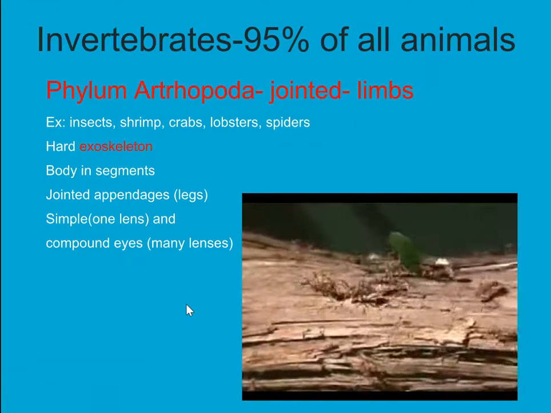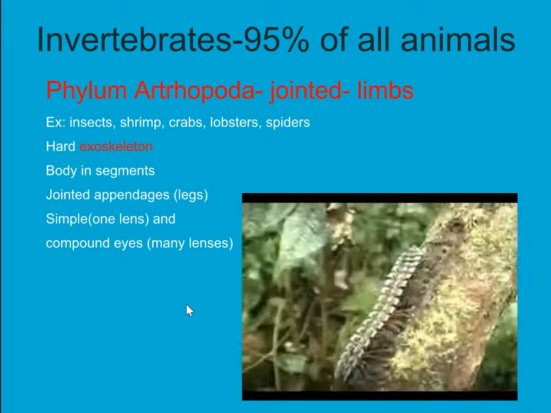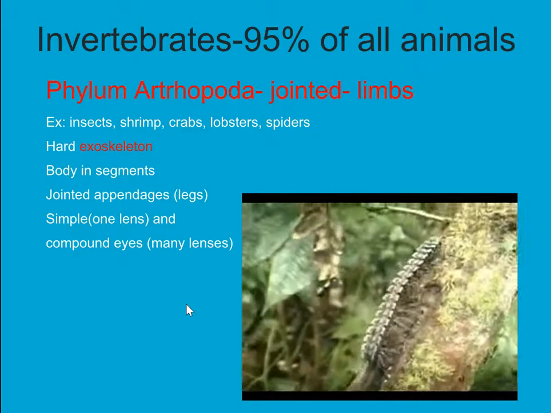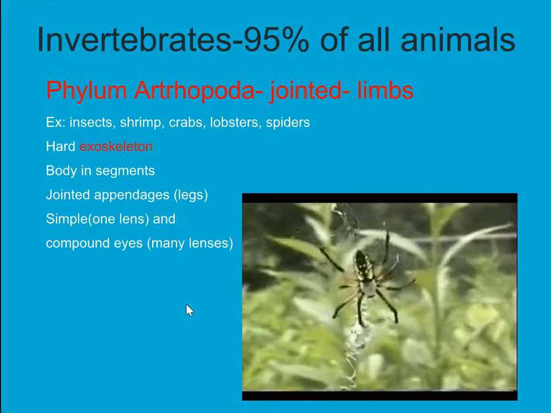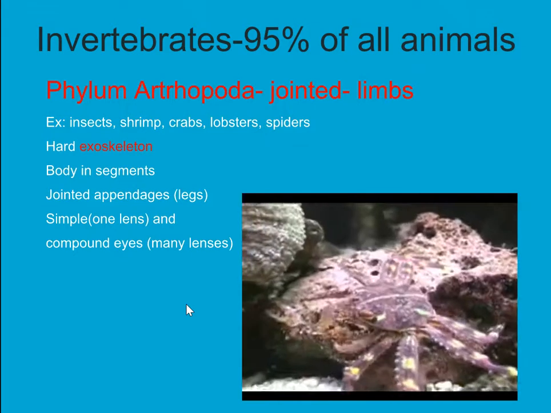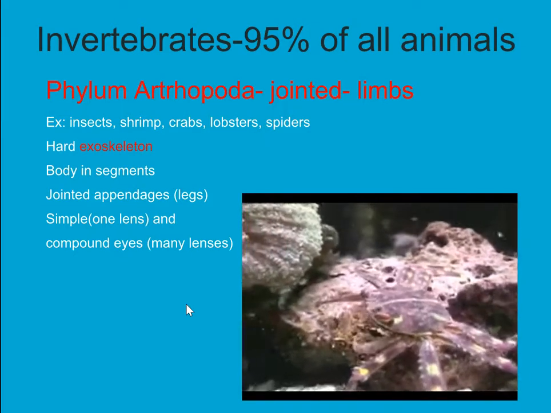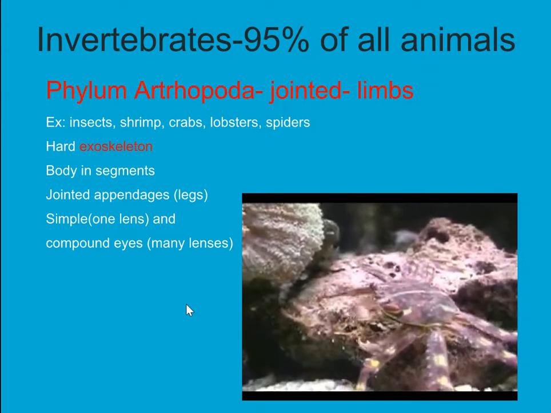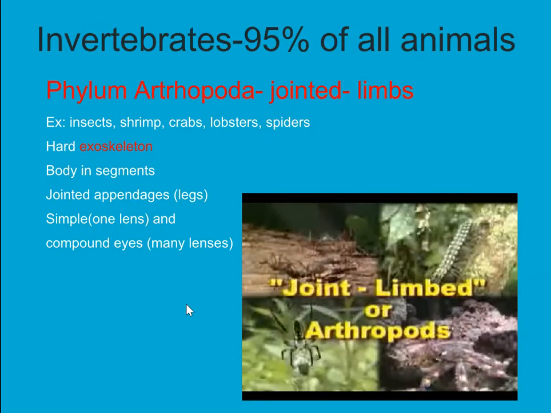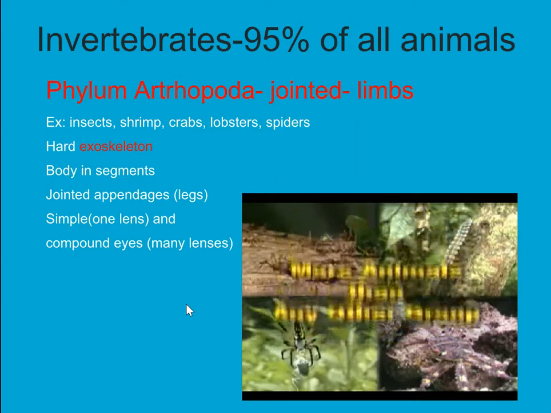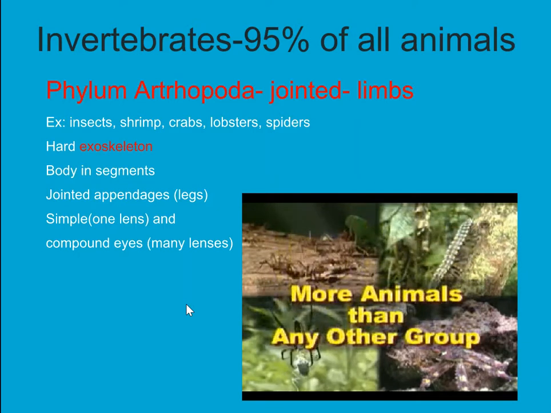Ants hard at work? A millipede on the move? A spider in her web? Or a crab up close? As different as they are, all these critters share something in common. They're all joint-limbed invertebrates, or arthropods. This is a huge group that contains more different critters than all the other animal groups combined.